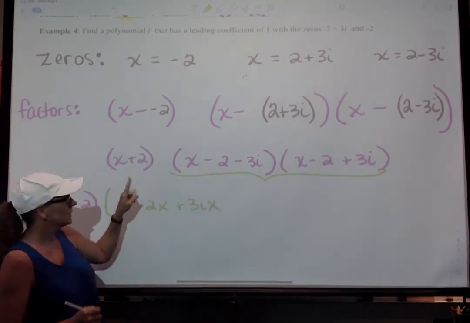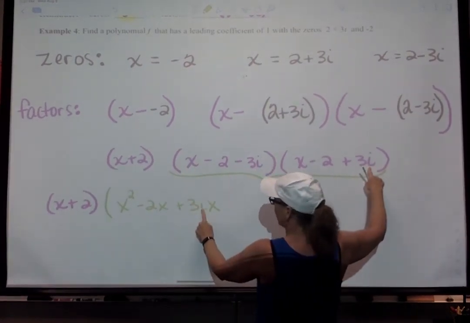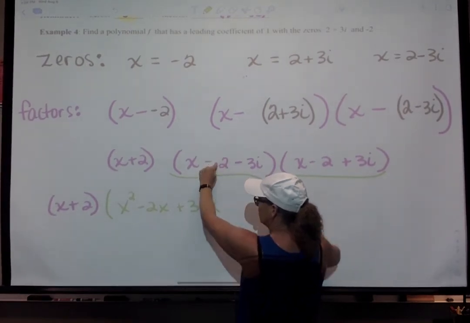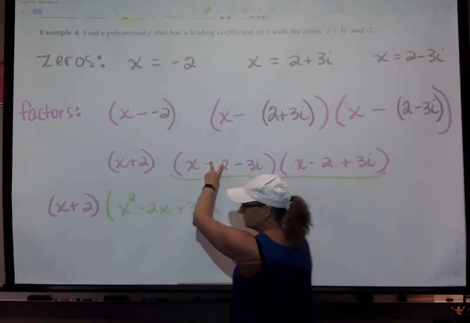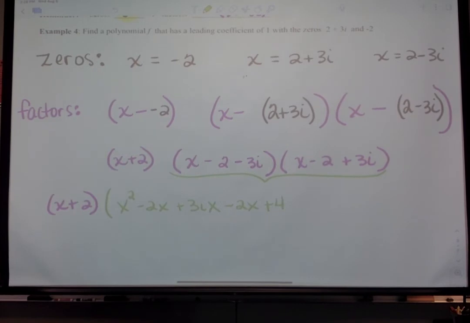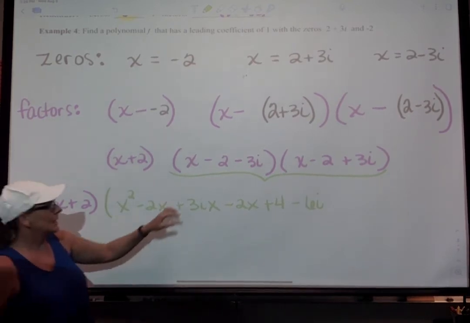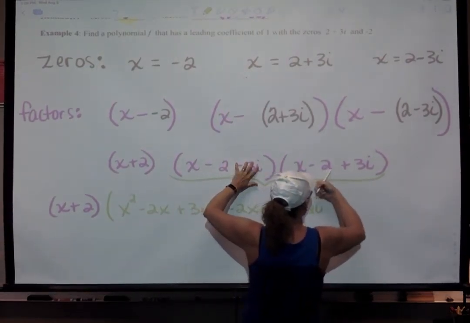Is that what you all got? Times that, times -2, and times +3i. Okay, now let's concentrate on the -2. Let's take -2, like put your pencil on it, put a finger on it, whatever. Take -2, multiply, multiply, multiply. Hopefully that's what y'all got. Now, let's work on the -3i. Let's take the -3i, let's go multiply, multiply, multiply.